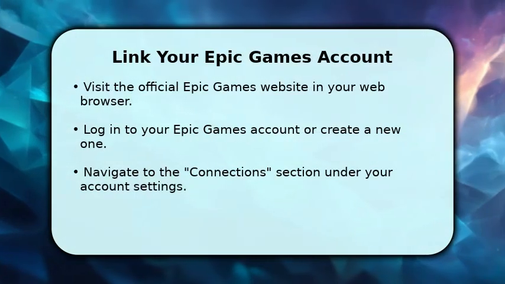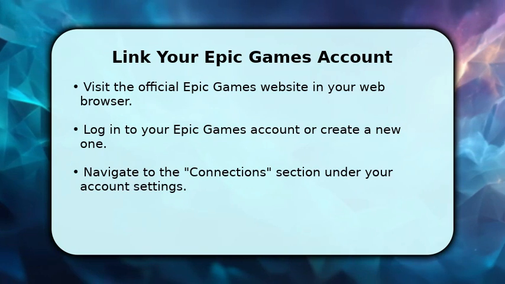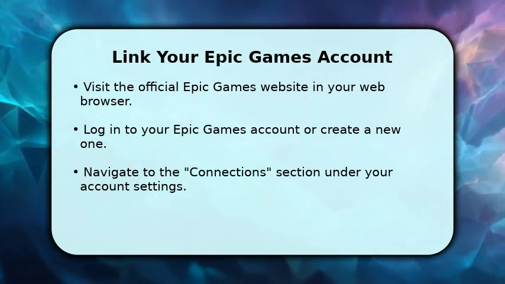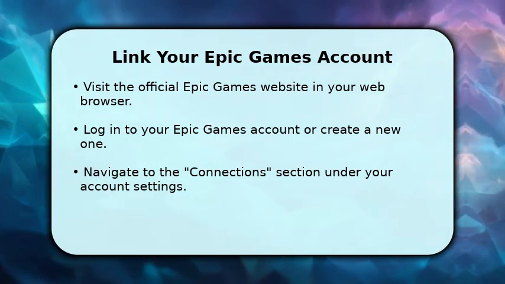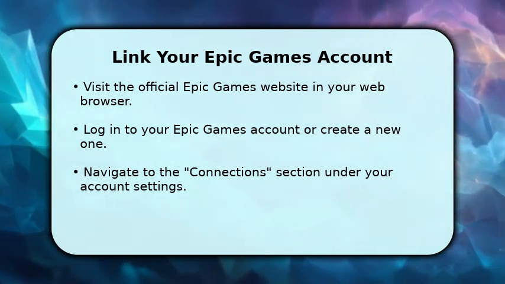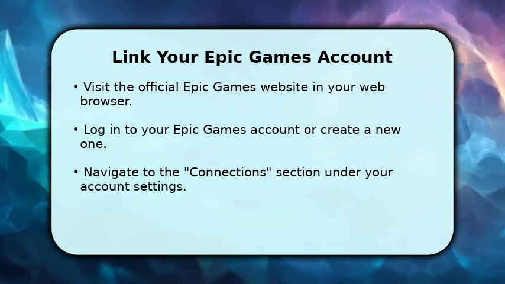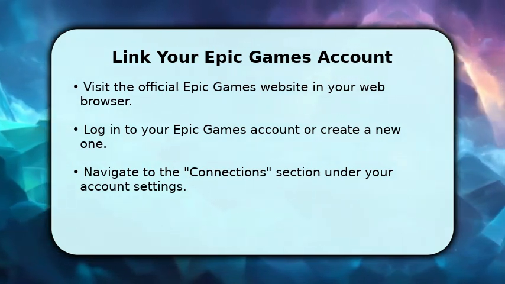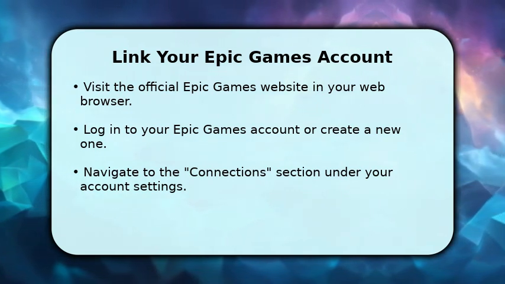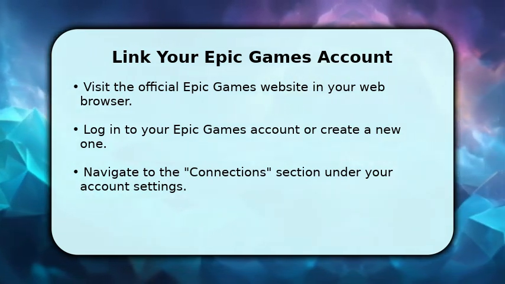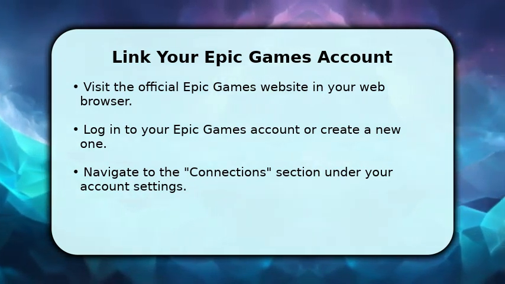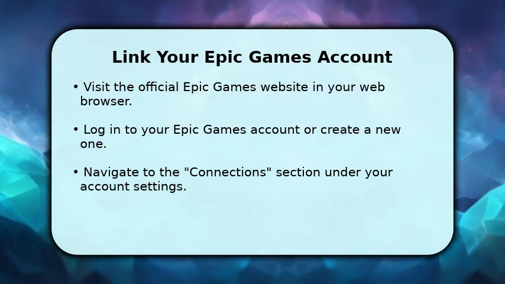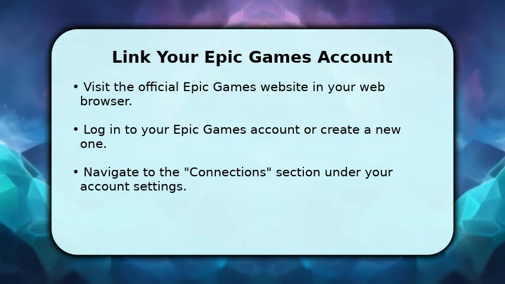To link your accounts, open your web browser and go to the official Epic Games website. Once there, log into your existing Epic Games account, or if you don't have one, create a new one. After logging in, navigate to your account settings, usually found by clicking your username. Look for the Connections or Accounts section, then select the Xbox option and follow the simple on-screen instructions to complete the linking process. This step is vital for cross-progression.